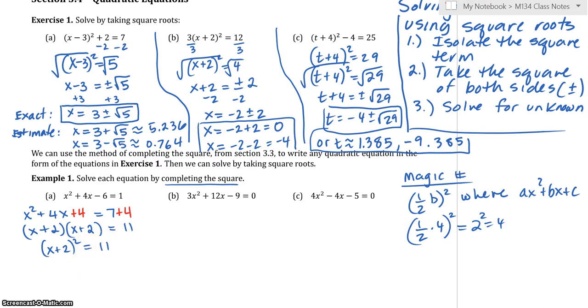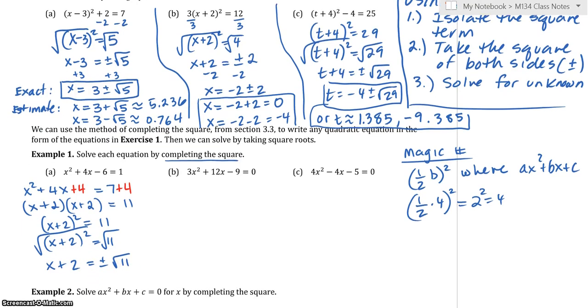Then we set it up so you can solve by using square roots, what we did before above in exercise 1. We can take the square root of the left and the square root of the right. Don't forget to add that plus or minus. And then finally, we can solve for x by subtracting that 2. You can estimate that if you want, but that right there is the solution for this equation.